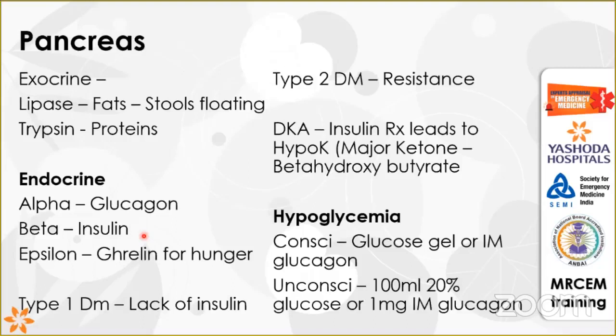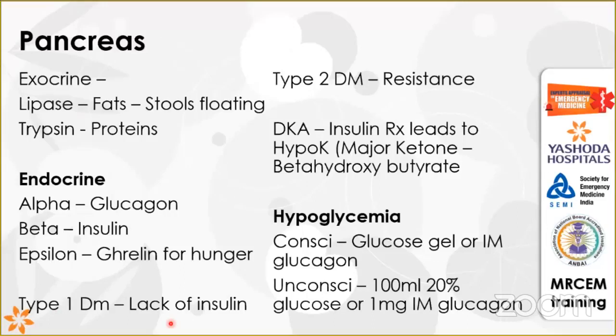In diabetes mellitus, type 1 is lack of insulin. Type 2 is resistance to the available insulin. In DKA, once you start with insulin treatment, the potassium starts to decrease, so you need to replace it. The major ketone in the human body is beta hydroxybutyrate that we try to detect to diagnose DKA.